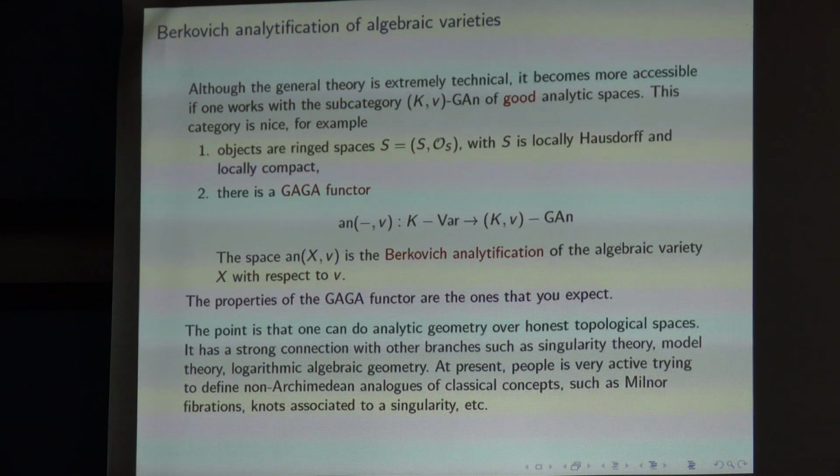So right now, in my opinion, we are experiencing a new golden age of analytic geometry, because we are trying to take any concept that has proven to be valuable in the complex or holomorphic setting and reformulate it to be able to define it over non-Archimedean settings. So far, the community has had some success trying to define non-Archimedean analogs of Milnor fibrations or knots associated to a singularity or other kinds of things.